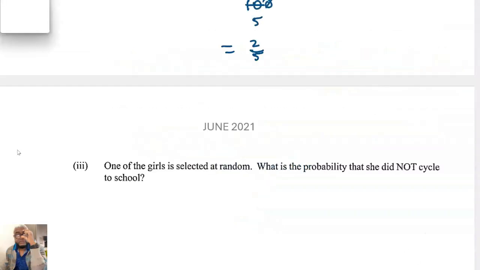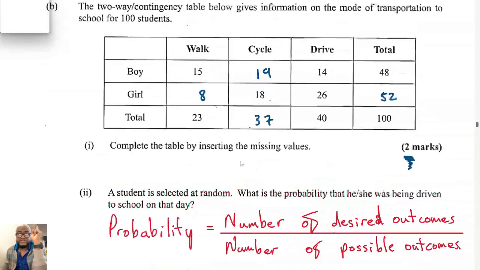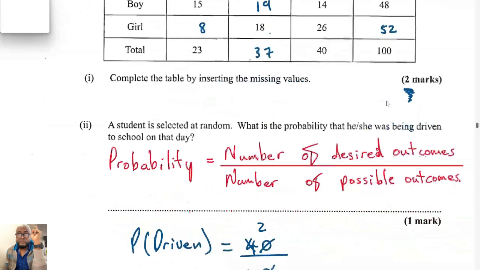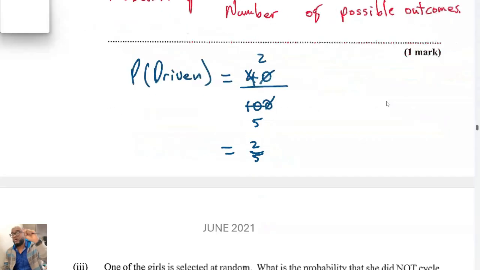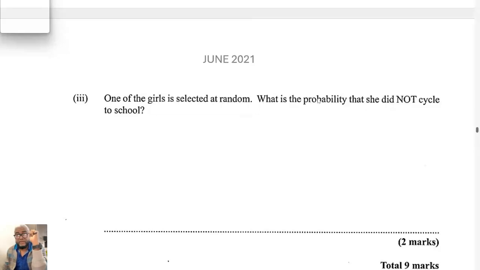Pause. One of the girls is selected at random. So are we dealing with all the students now, or are we dealing with the girls alone? No. Girls, right? So let me see how many girls there are. Girls will be 52 girls. So whatever we want to find the probability of, it will be over 52, because 52 will be the total possible outcomes. Right?